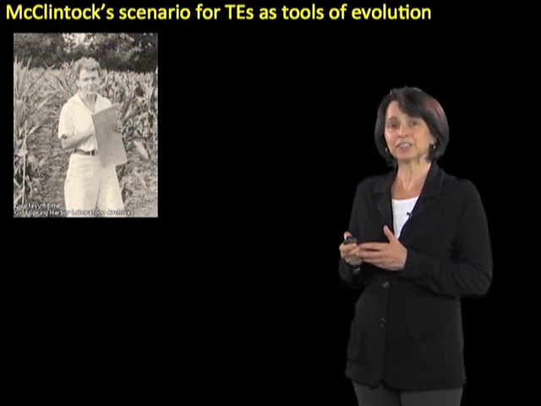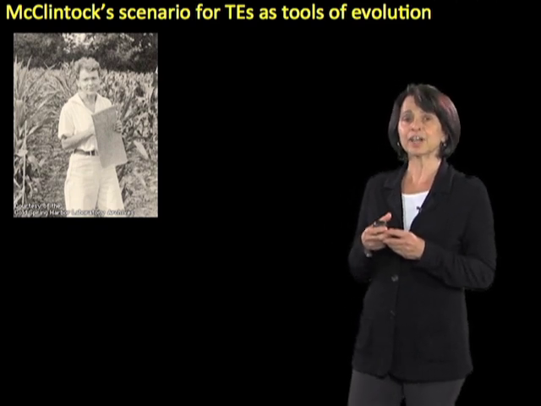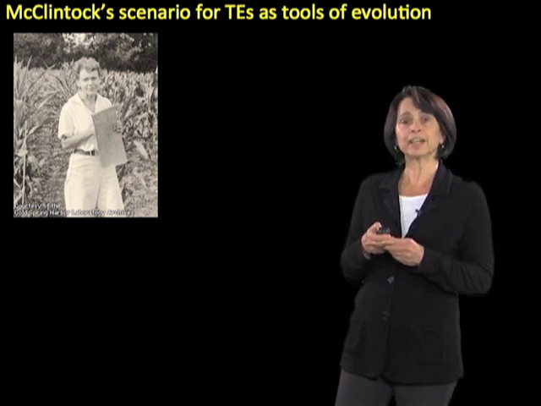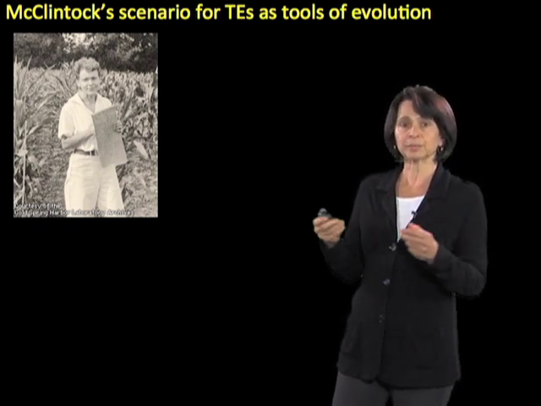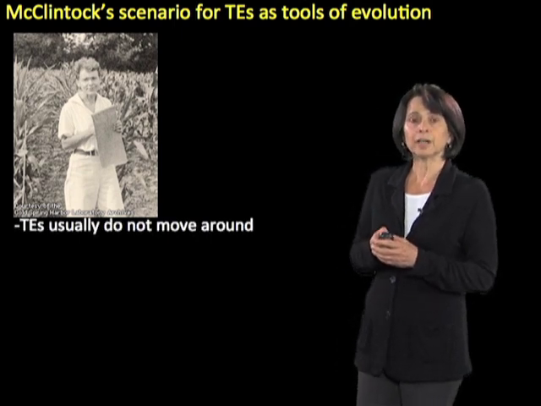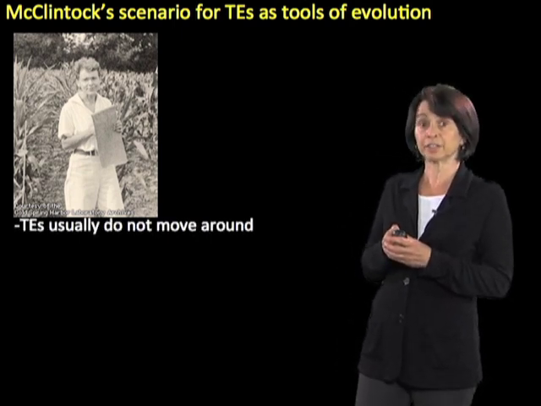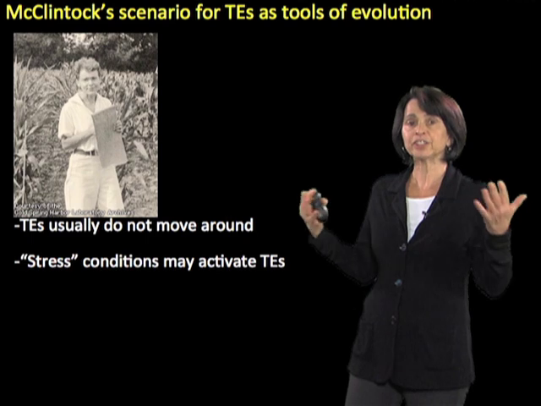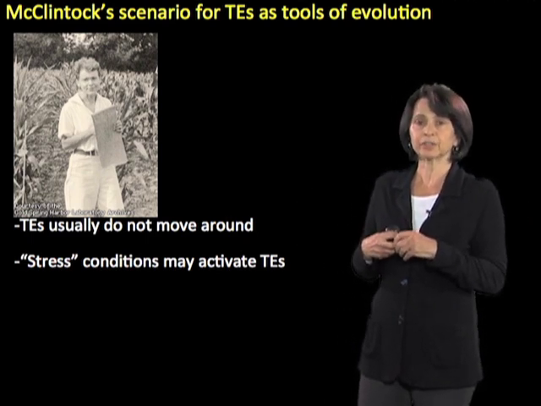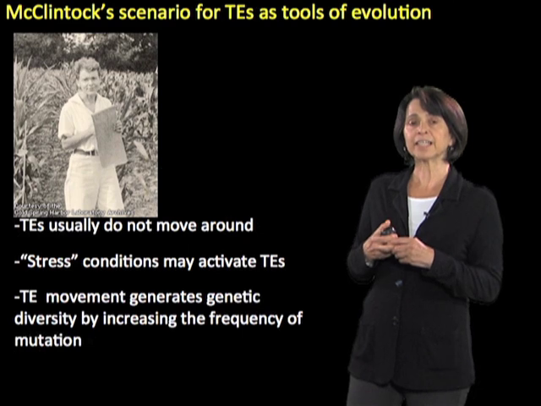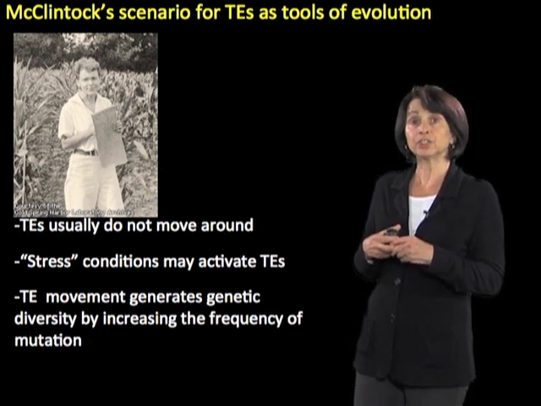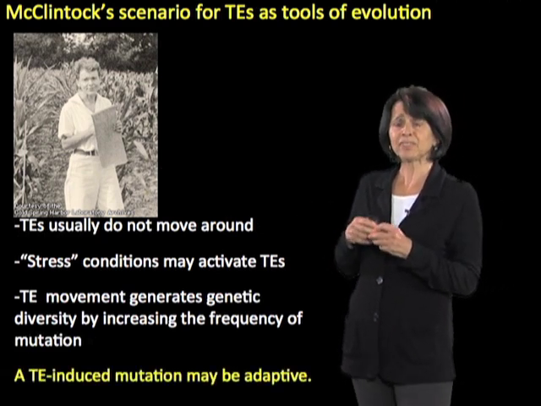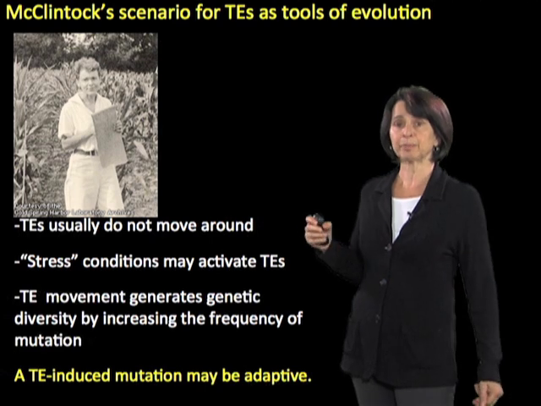McClintock, as I also described in the first talk, not only discovered transposable elements, but she hypothesized that they were also tools that diversify organisms. And to review, she hypothesized that transposable elements in the genome do not move around frequently, that there are conditions, changes in climate, for example, that could activate transposable elements, that this activation would generate genetic diversity in the population by increasing the frequency of mutation, and that some of these transposable element mutations may be adaptive.